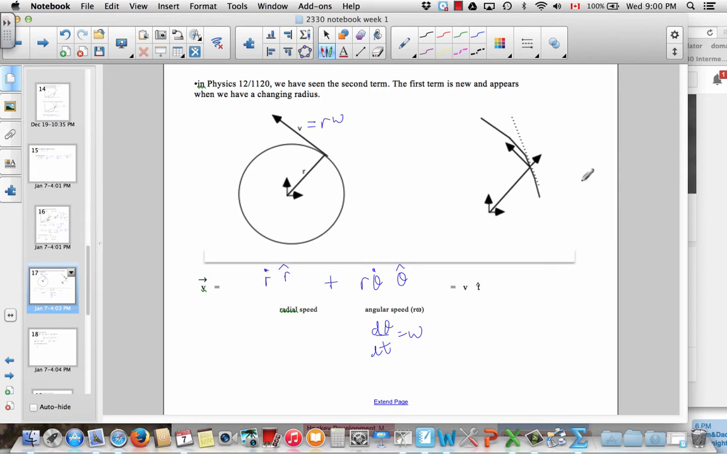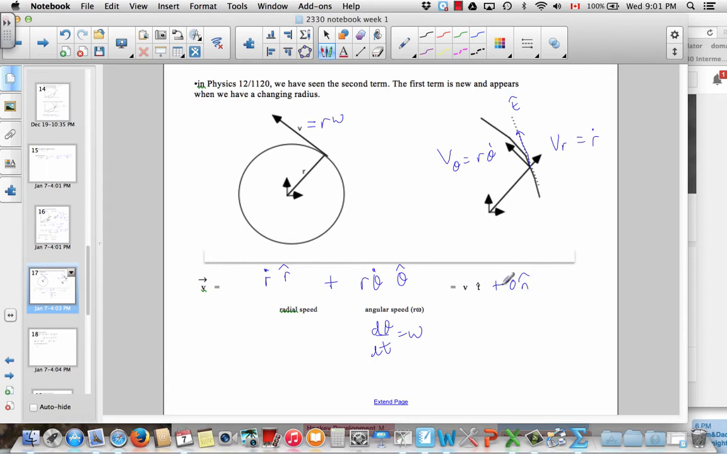This is going to happen when we have a changing radius. Say we're not moving in a circle, say perhaps we're moving along an elliptical path like a planet would as it travels around the sun. Now you're going to have a radial component of velocity, which is r dot in the radial direction, and you're going to have this theta component, which is r theta dot in the theta hat direction. Your resultant velocity is going to be the tip to tail sum of those two. Remember that the resultant velocity defines the tangent direction, and there's no normal component.